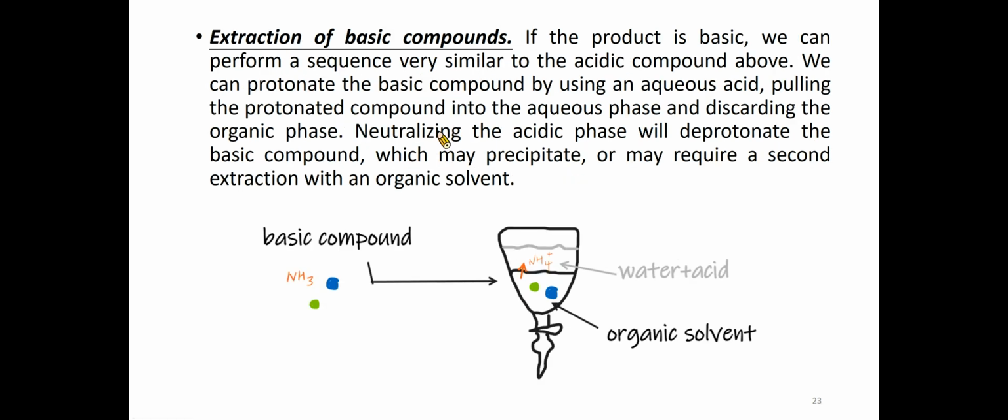The third scenario is the extraction of basic compounds. In this case, we can use aqueous acid to extract the basic compounds. Under low pH, basic compounds will be protonated, existing as a positively charged ionic state, which is also soluble in water. By collecting this aqueous phase, we can extract the basic compounds accordingly.